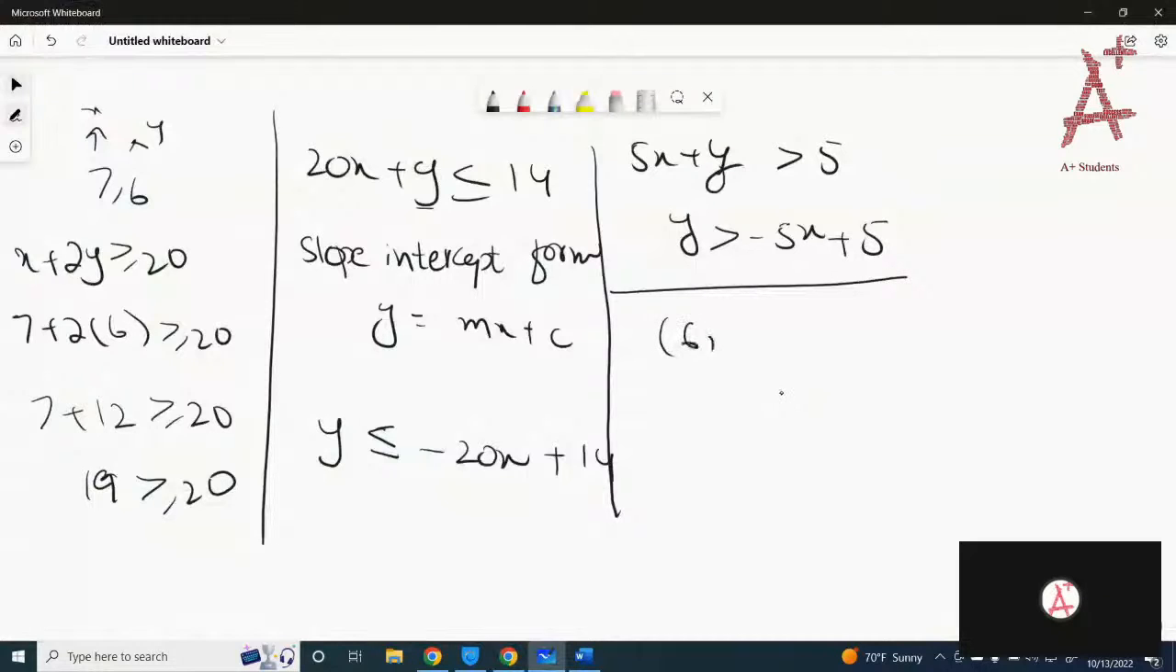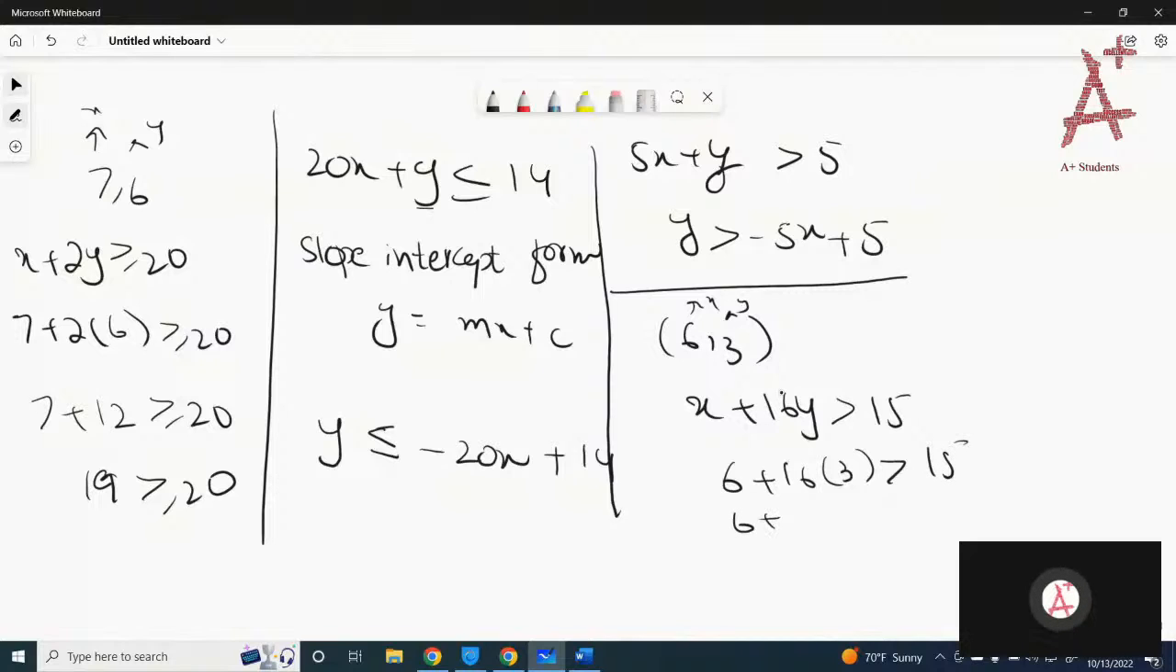Okay, (6, 3), and the inequality is x plus 16y greater than 15. This is x and this is y. So x is 6 plus 16, y is 3, and greater than 15. So 16 times 3 is 48, and 6 plus 48 is 54. 54 is greater than 15? Yes. That means the point (6, 3) is a solution of the given inequality. Got it?